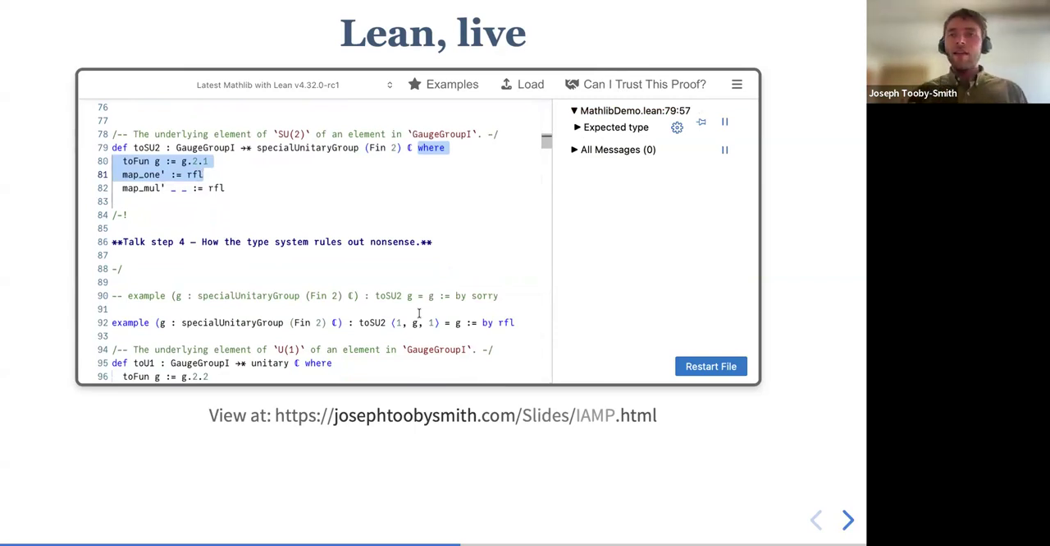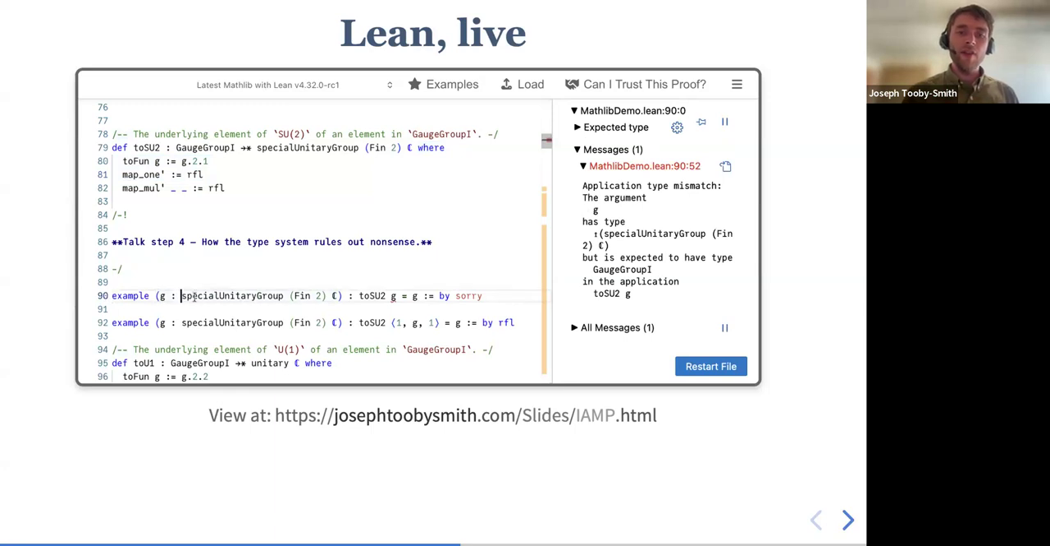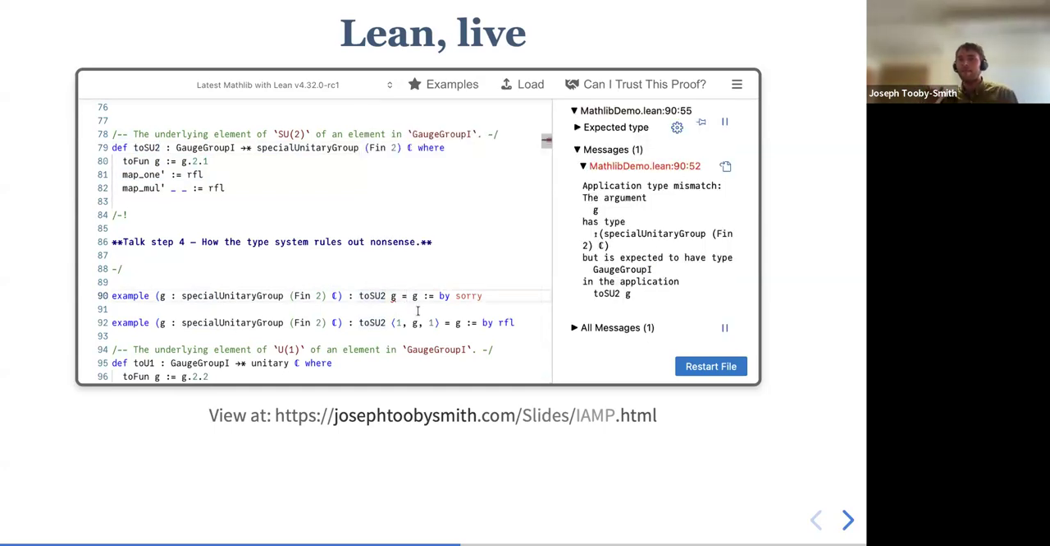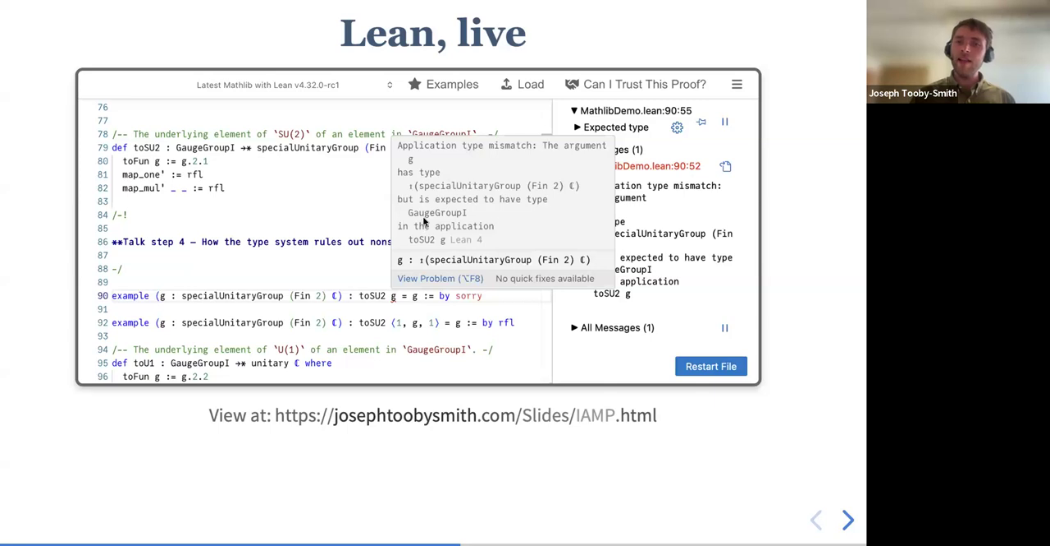So with that, we can give our first example of Lean checking for consistency. So if I let G be an element of SU2 and I put it as an argument of this function, you will notice that Lean has put a squiggly line under it, in the same way that Microsoft Word or LaTeX would put a squiggly line if you made a spelling mistake. And this is Lean saying this is not consistent because here it is expecting something which is part of the gauge group, but you've given it something which is part of SU2. And it doesn't like that.